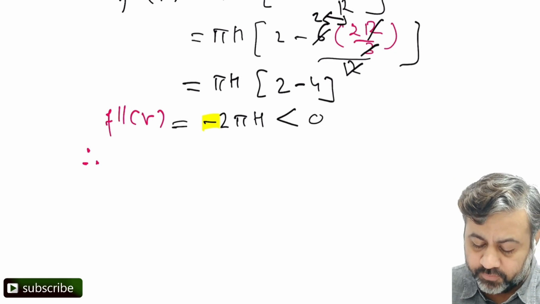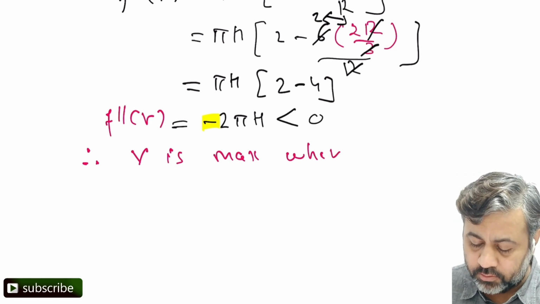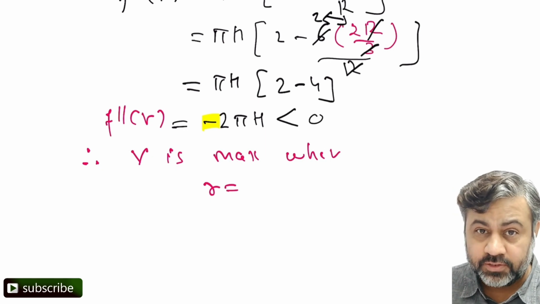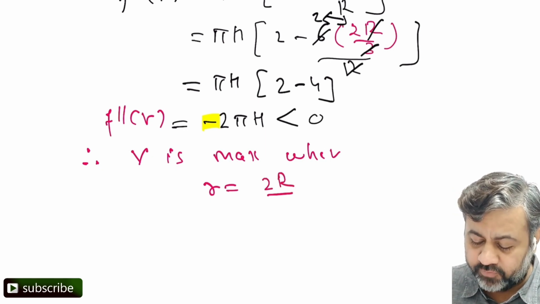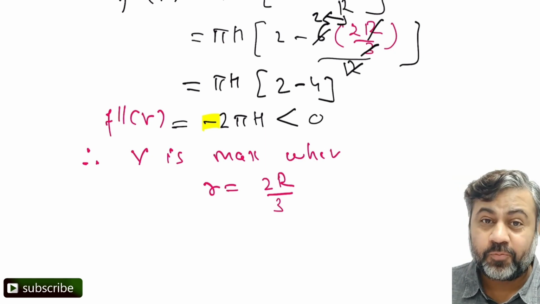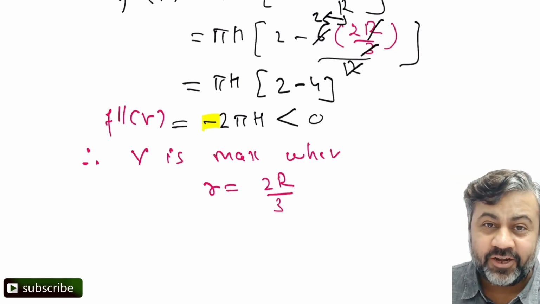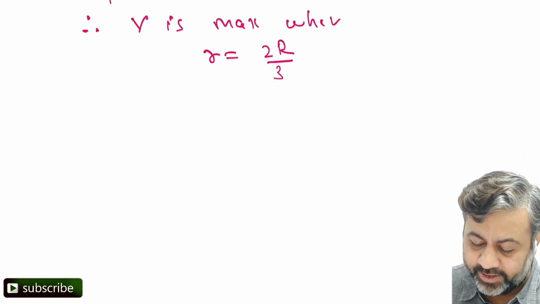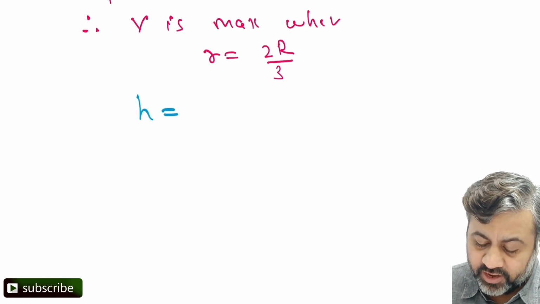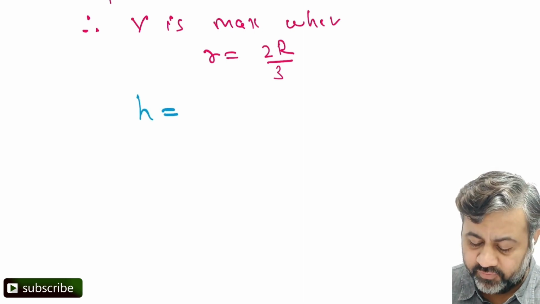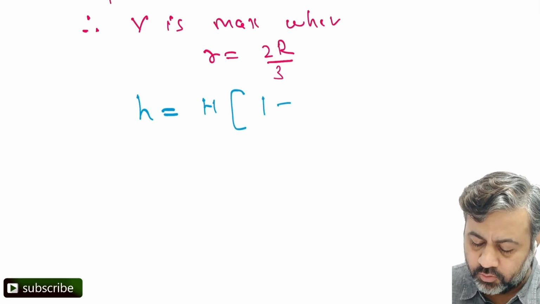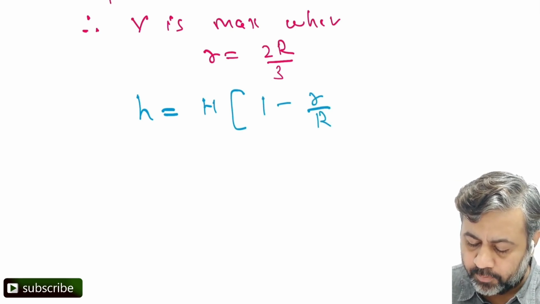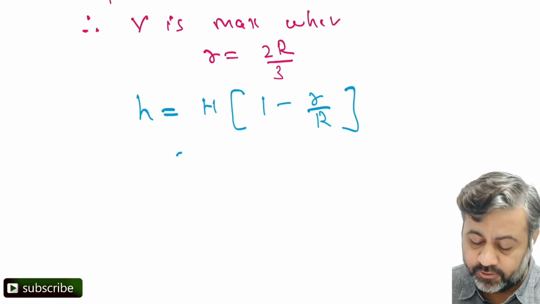So I say therefore the volume is maximum when, at present what we got is, when r, the radius of the cylinder, is 2/3 of the radius of the cone. But what I want to prove now is that the height of the cylinder is 1/3 of the height of the cone. Let's see how we can do that. Recall what is the value of h we have taken in the beginning. The value of h we have taken in the beginning is H times (1 minus r upon R). Let's substitute this value here.